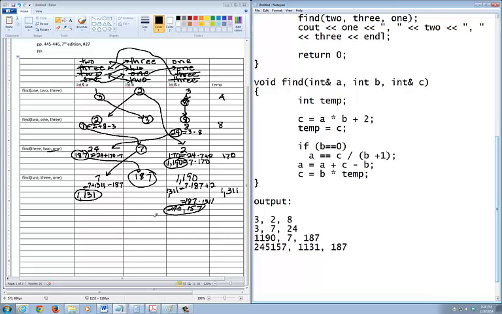Okay, so if you did this right, this is what's supposed to come out with this thing. Alright, hope that helps. Good luck.